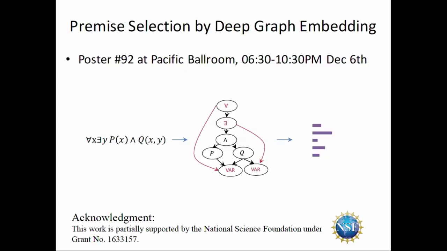To summarize, in this work, we address the problem of premise selection. The key idea is to represent the formula as a graph and embed the graph into a vector.